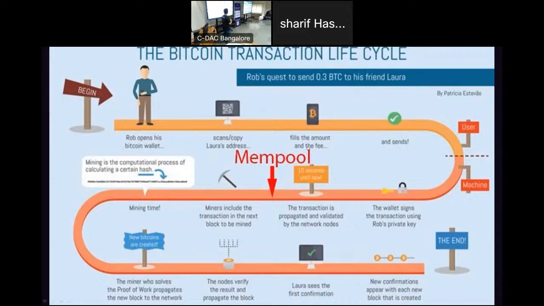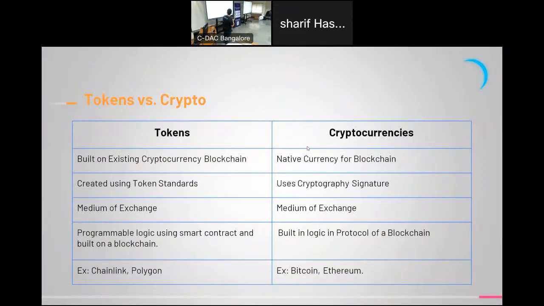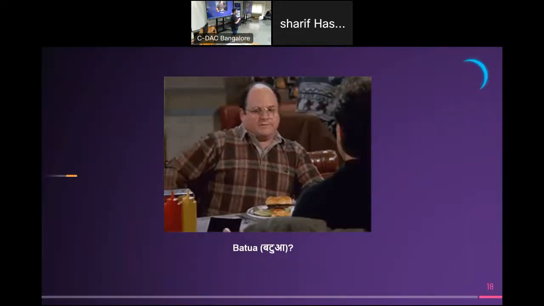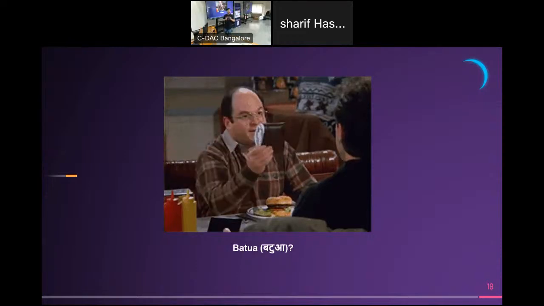Okay, next slide, please. Next slide. Let's understand what wallets are. We talked about Rob using a wallet, Laura using a wallet. What is that? Next slide. You think about it, but what exactly are crypto wallets?